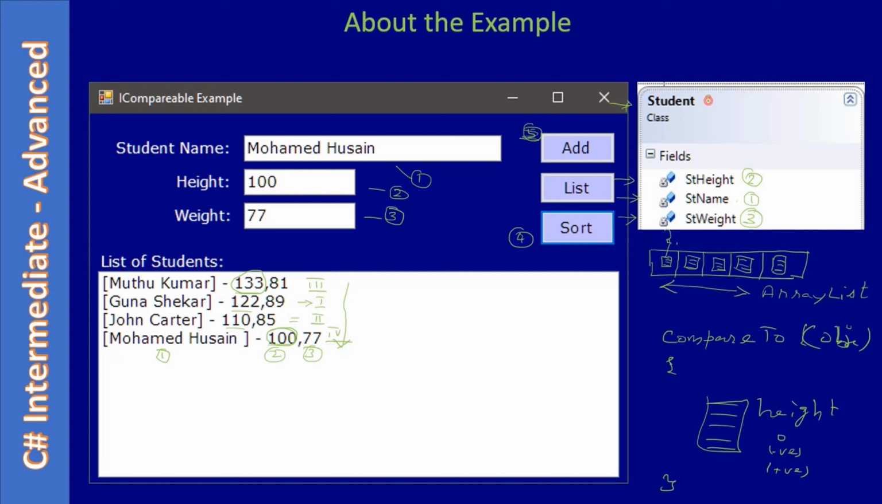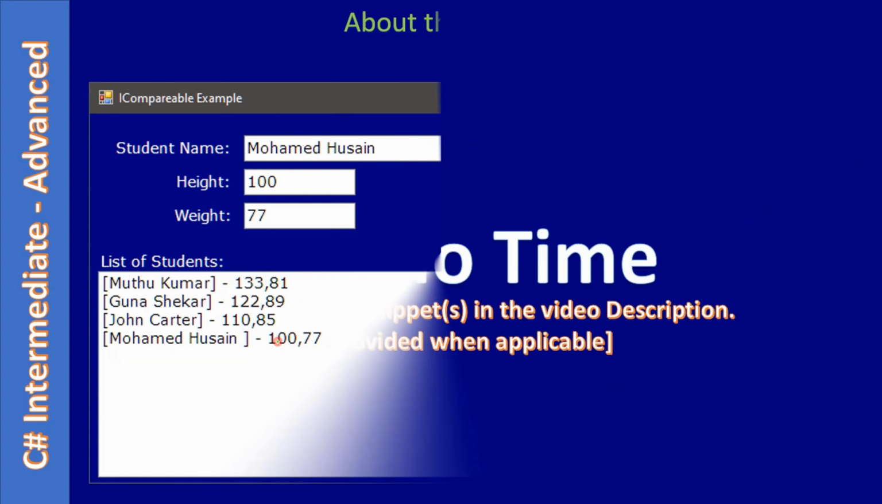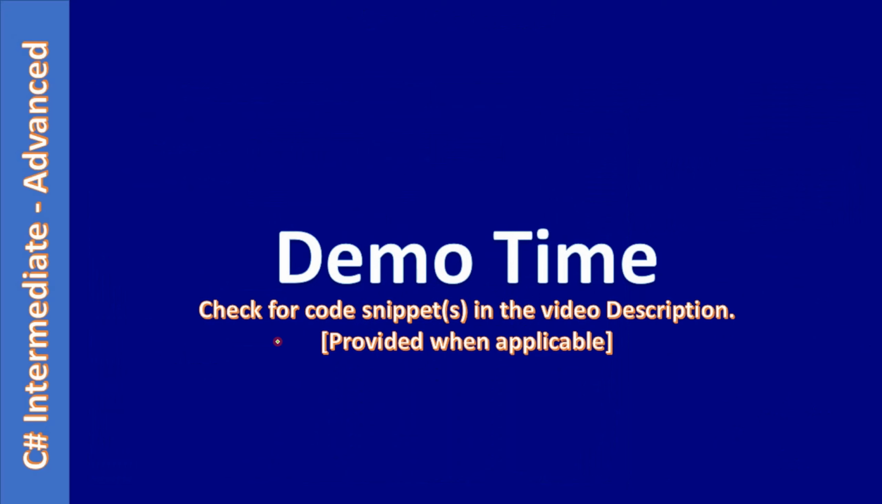That means in the student class we will provide a contract for IComparable. Then we will implement the compare_to method. That's all about the example. Let's go to the demo now.